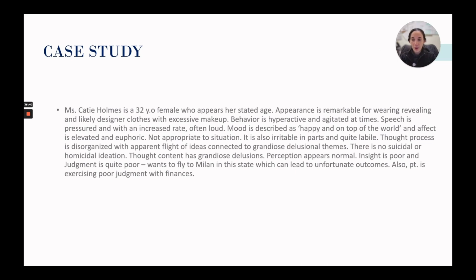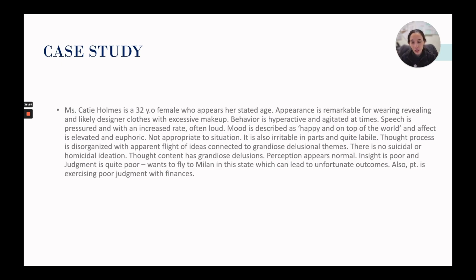All right, so here is our information. Miss Katie Holmes is a 32-year-old female who appears her stated age. Appearance is remarkable for wearing revealing clothing, likely designer, with excessive makeup. Behavior is hyperactive and agitated at times.